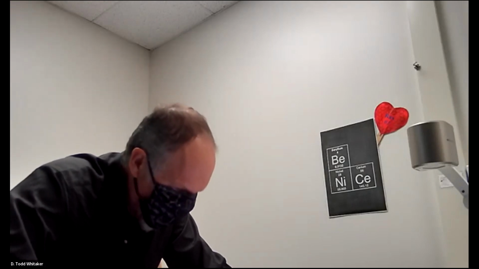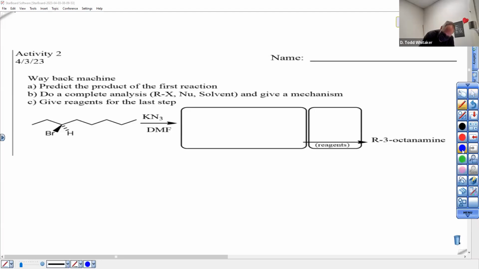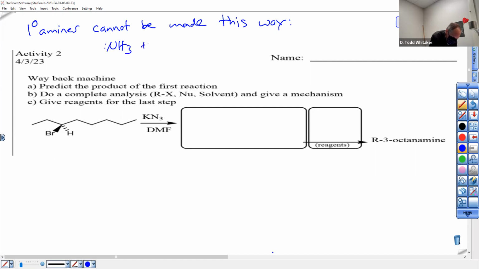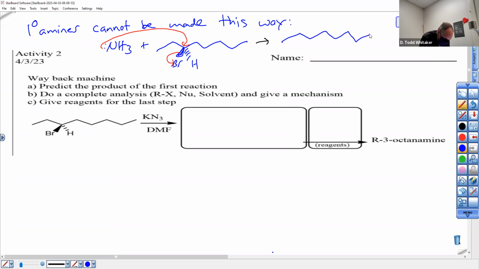We're going to talk about the synthesis of primary amines. Primary amines cannot be made this way. NH3 plus, might as well use the example at hand, and you get something like this. I mean, this reaction happens. It does, I'm serious.